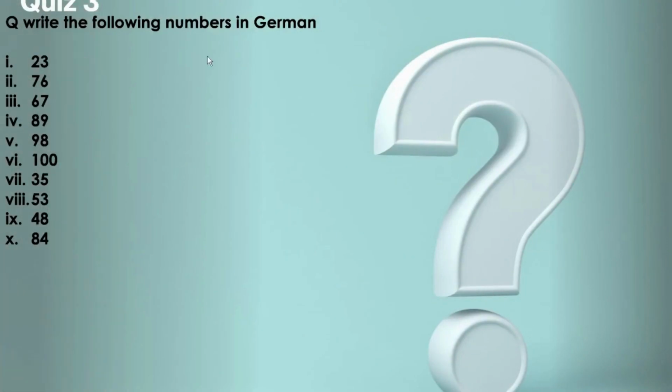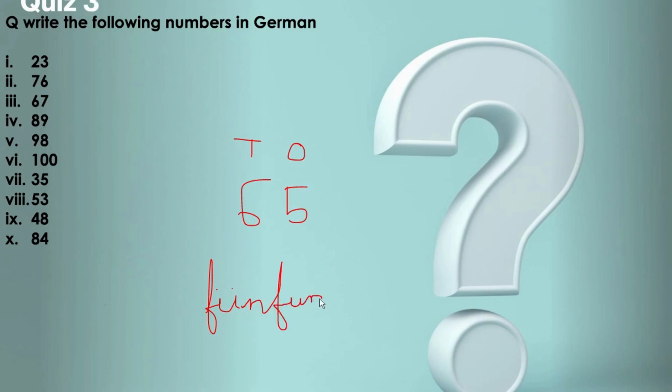Yes, so guys, this is the quiz. Now you have to write the numbers in German. Let's say if I give you an example of a number, let's say 65, for example. So first we always start with the ones place, always and always. So it will be fünf und, to join the two, sechzig.